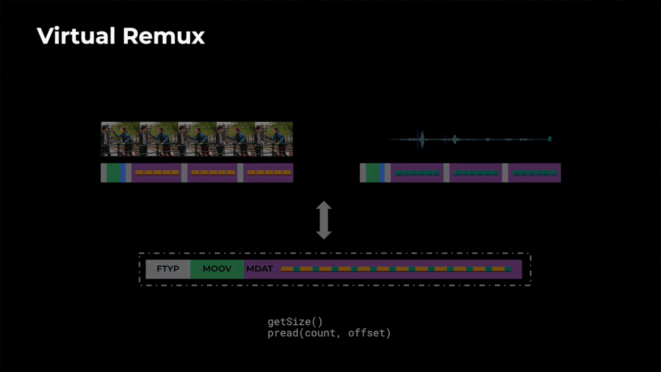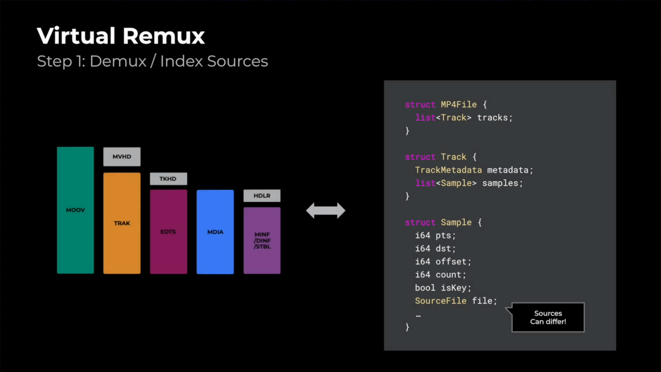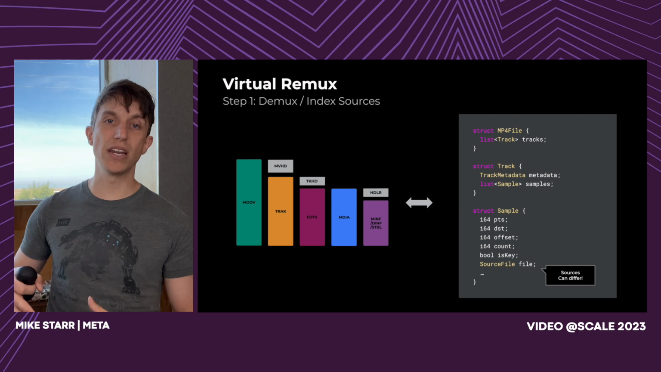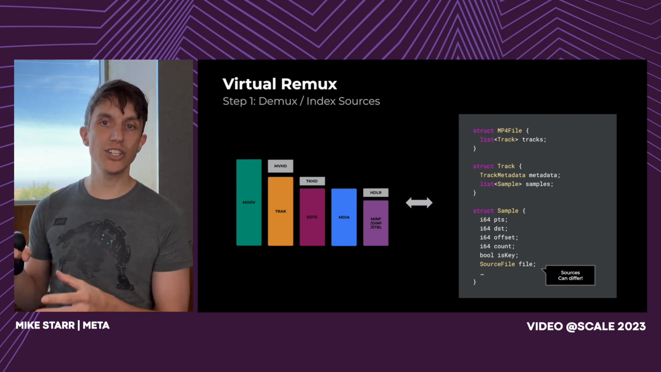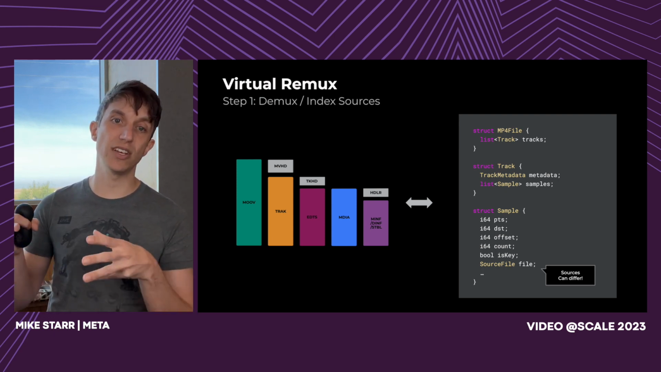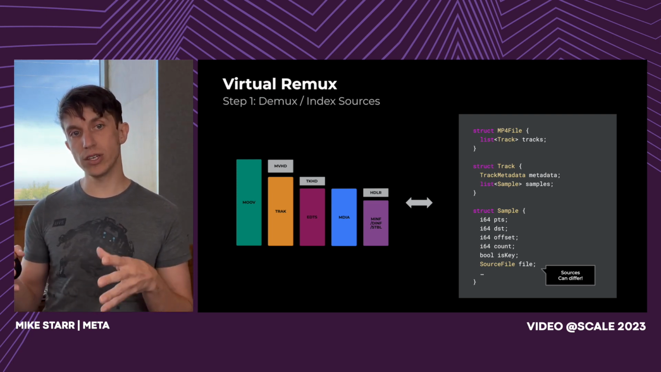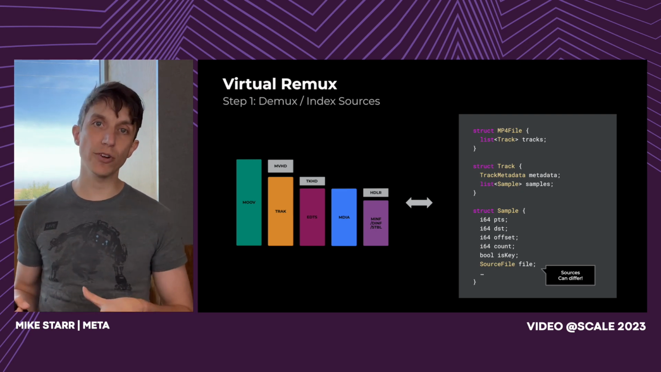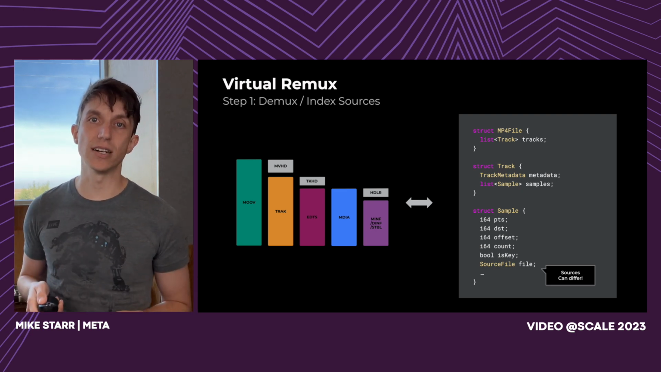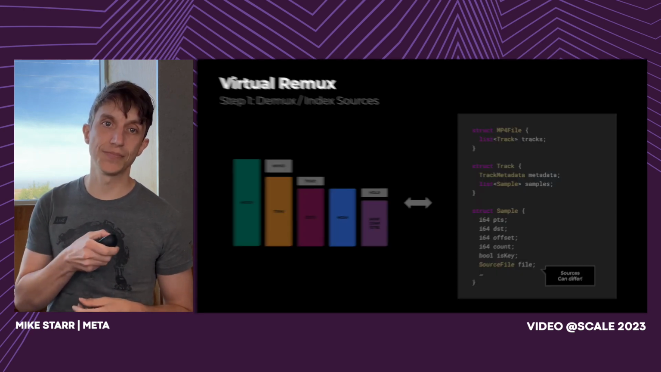Here's how we'll do that. We begin by demuxing the source files, which is analyzing the source files, reading their sample tables, and converting this into an in-memory representation of the MP4 file. You can think of an MP4 file as a structure that has a list of tracks. Each track has metadata and a list of samples, and each sample contains its timestamp, offset, size, and whether or not it's a keyframe. An important thing to note is we'll also keep track of the file from which each sample came so that we know how to later read the data if we're working with multiple input files.